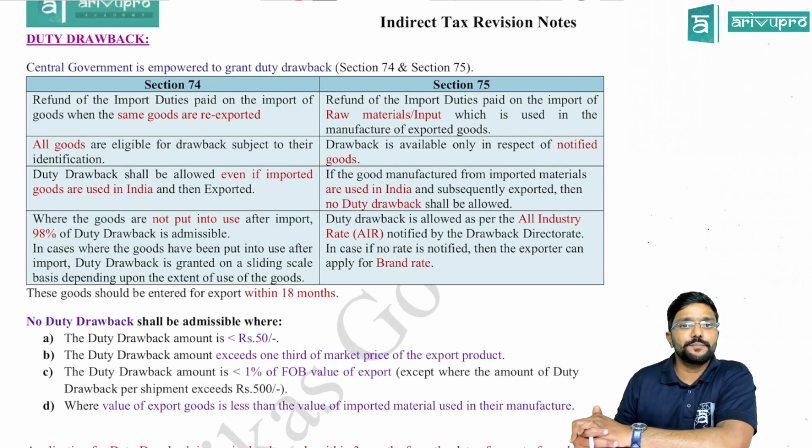Section 74 is the refund of the import duty paid on the import of goods when the same goods are re-exported as they are. Coming to Section 75, it is the refund of import duty paid on the import of raw materials or inputs which are used in the manufacture of my output, which will be exported.